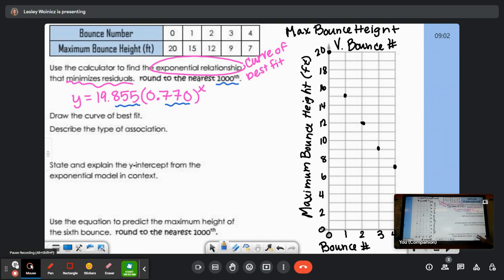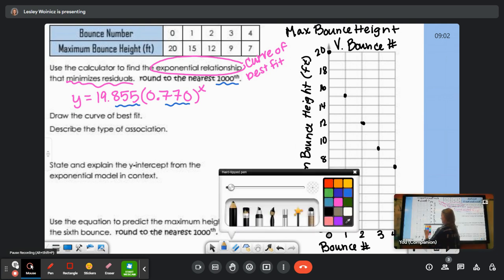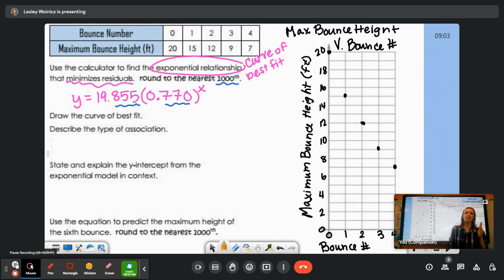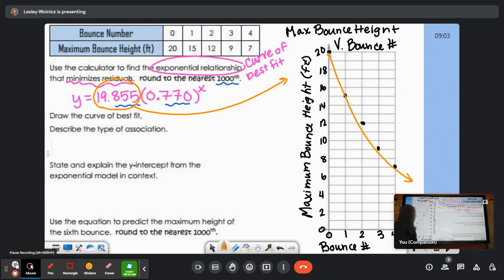Okay, next one says that we have to draw the curve of best fit. Now, this is tricky because I know that the ball actually started at 20, but that's not what my curve of best fit equation says. I have to actually use this a value to draw on here. So I'm going to go right underneath 20 and kind of follow the shape of my data. Okay, it's okay if you don't hit the data points exactly. It shouldn't really because this isn't perfect. But it is strong. So when we describe this association, we're going to say that it is strong negative.